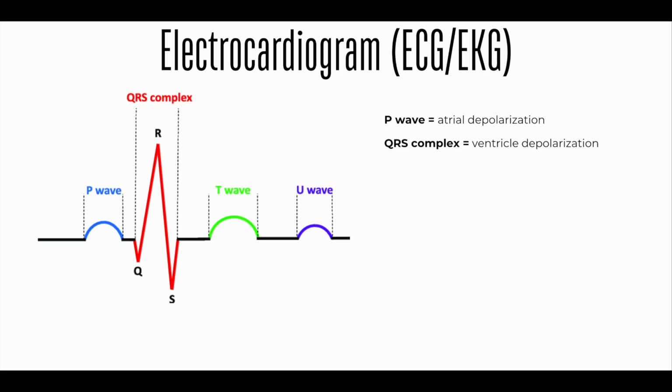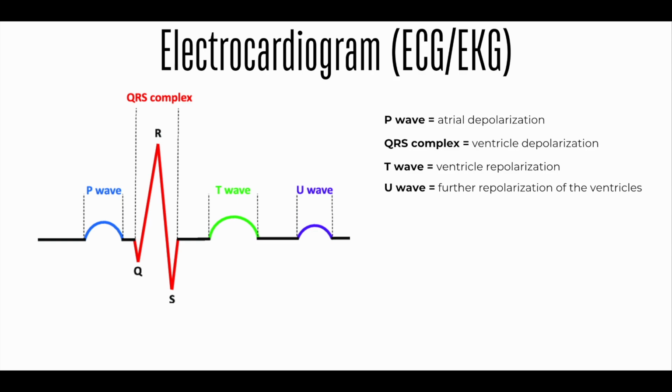After the QRS complex, we have the T wave. The T wave signifies ventricular repolarization or ventricular relaxation. You might also see a wave after the T wave. This wave is called the U wave, and it just signifies further repolarization of the ventricles.